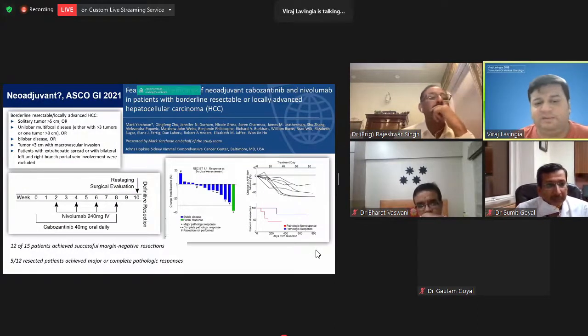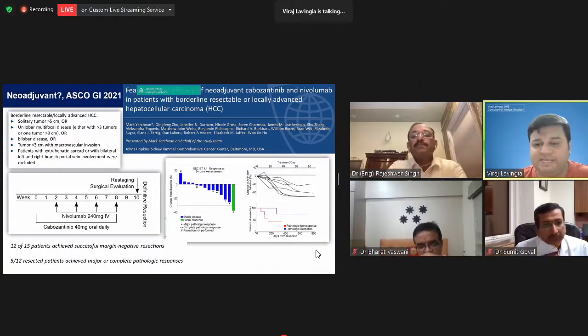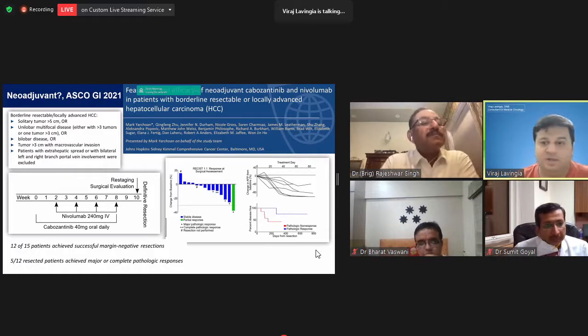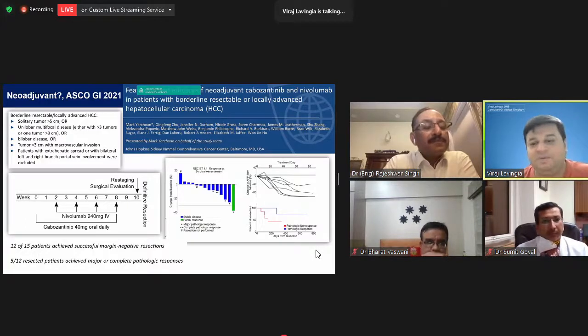Last slide before I wrap up, something interesting, what Dr. Anuba also mentioned: we are moving from right to left in BCLC. We are going for the neoadjuvant space now. We want to go even before operation as medical oncologists.